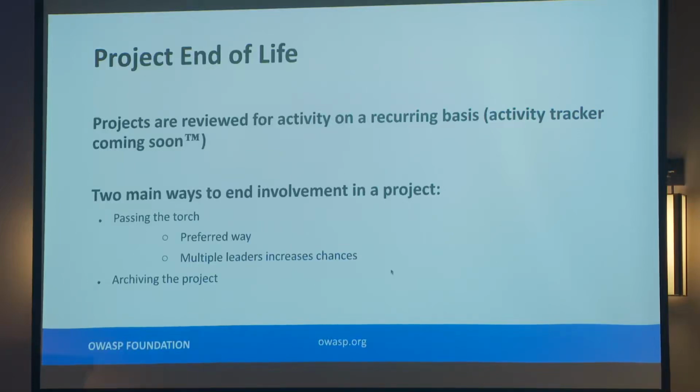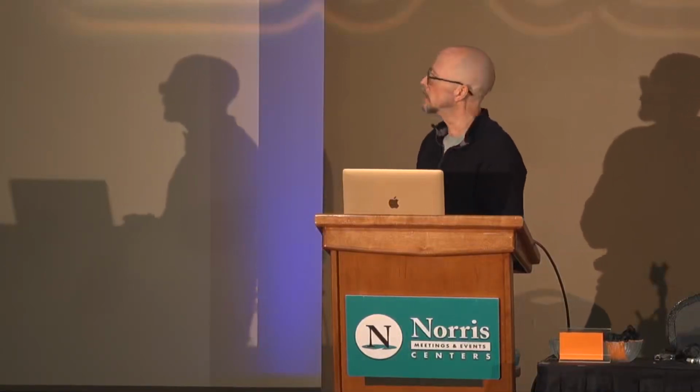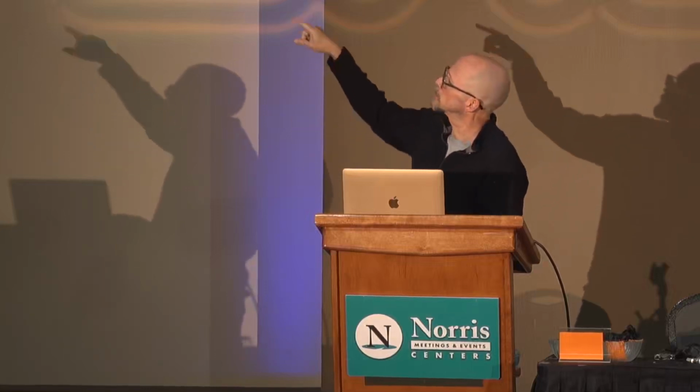The last option is archiving the project. If we just can't find anybody, or the project has been abandoned for many years, you'll notice that there are a lot of projects like that currently at OWASP. That's because this first part is a little bit broken right now. We're working with the project committee to get that fixed. But we'll archive the project if we have to.